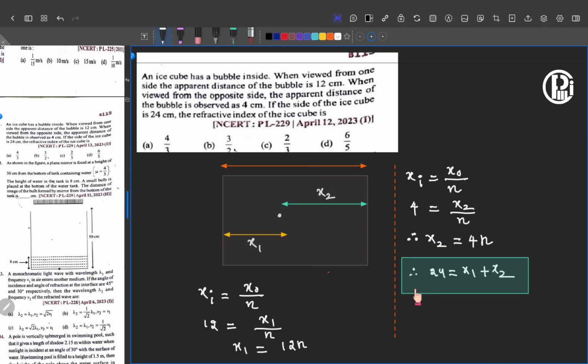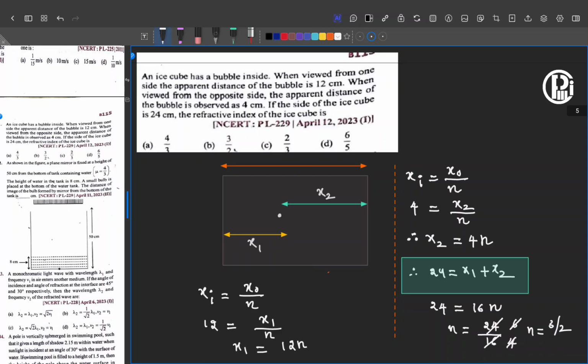So 24 is 24. x1 is 12n, and x2 is 16n. Therefore the total is 16n, right? Clear? Therefore n is equal to 24 by 16. Let me cancel it. 4 table, how many times? 6 times. Here 4 times. Therefore n equal to 3 by 2. That is the answer for this problem, right?